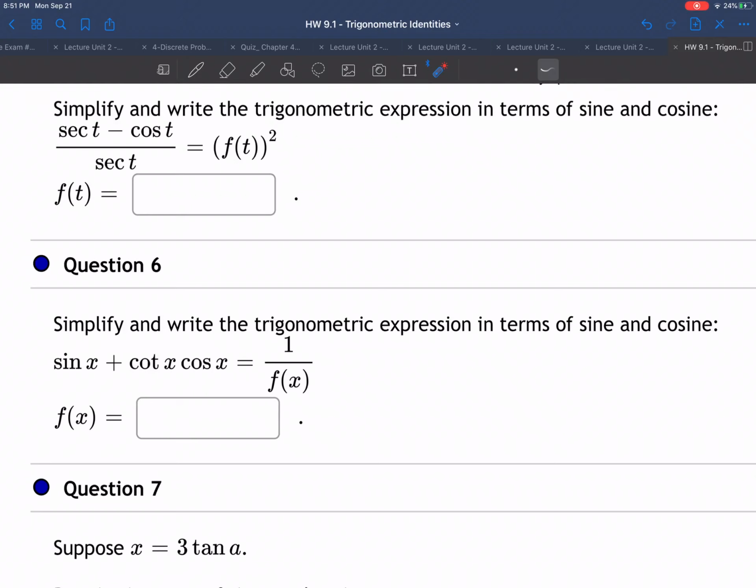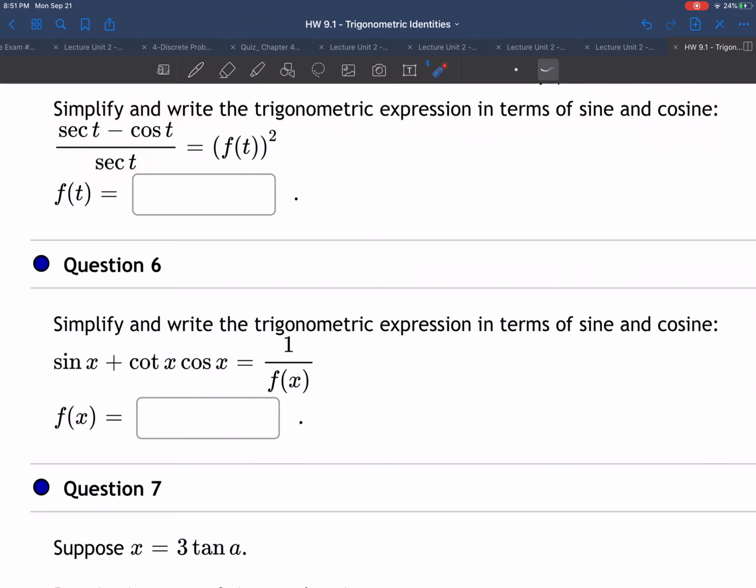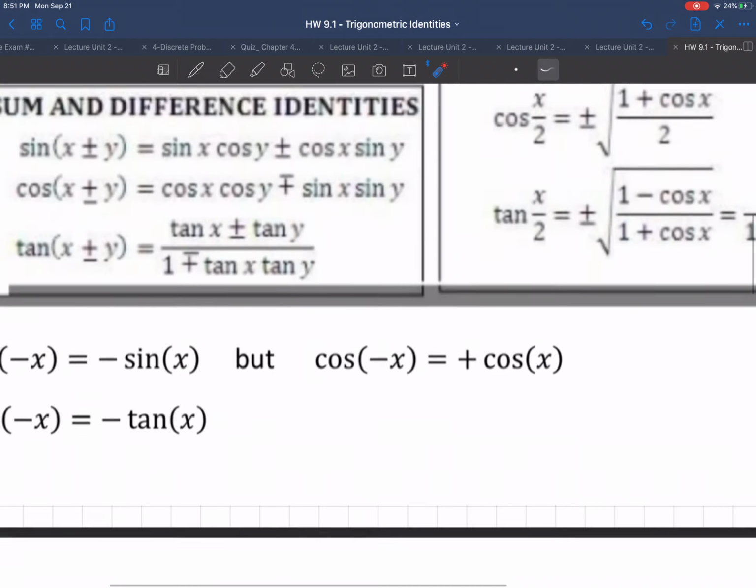Here's an example in which we're taking an expression, secant minus cosine over secant, and we're simplifying and writing the trig expression in terms of sine and cosine. So we're going to rewrite each of these three parts in terms of sine and cosine, and then we're going to simplify. So let's go to our formula sheet.